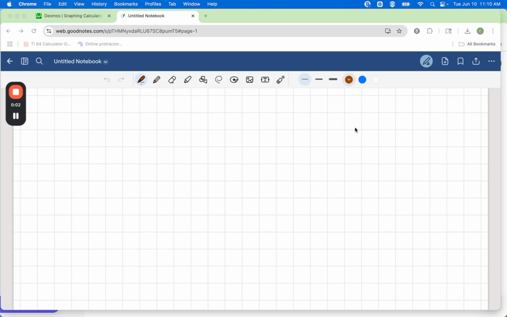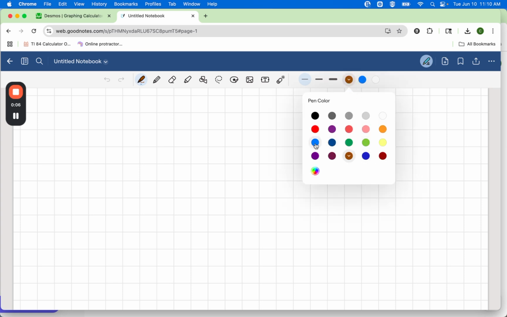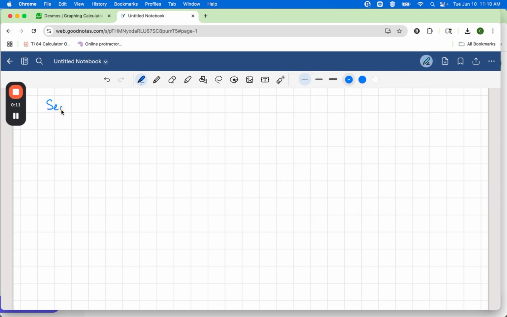Hi everyone. Today we're talking about domain and range. Domain is the set of all inputs for a function, and range is the set of all outputs for a function. So let's write down those definitions.